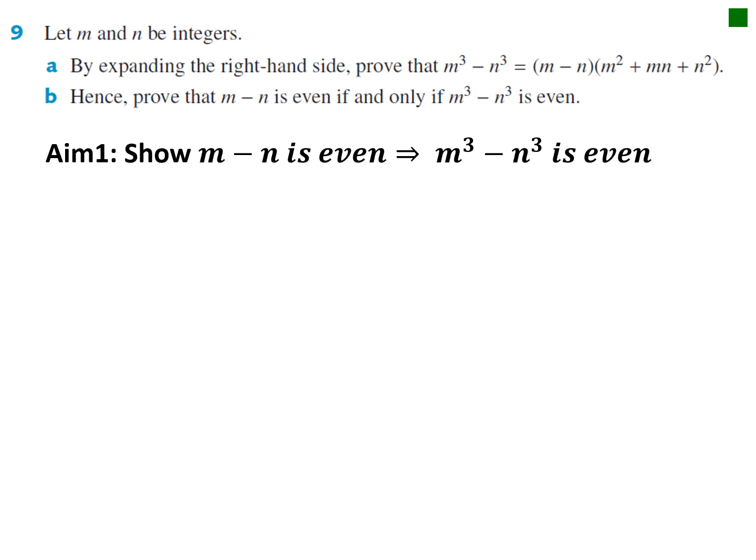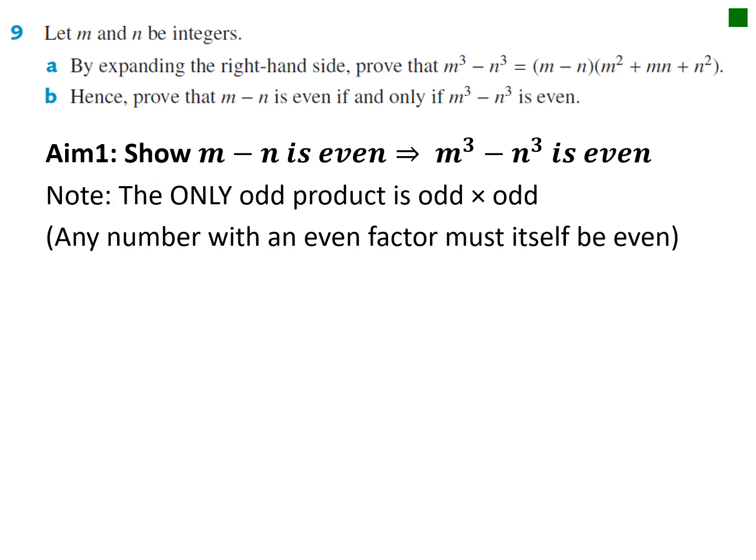I'm going to take part A as a fact, and we're moving on to part B. So we're going to move from the statement on the left to the statement on the right. We're going to show that if m minus n is even, it does imply m cubed minus n cubed is even. Now this is pretty direct. We've already discussed that the only odd product is odd times odd. In other words, any number with an even factor must itself be even. Okay, so only odd times odd is odd.